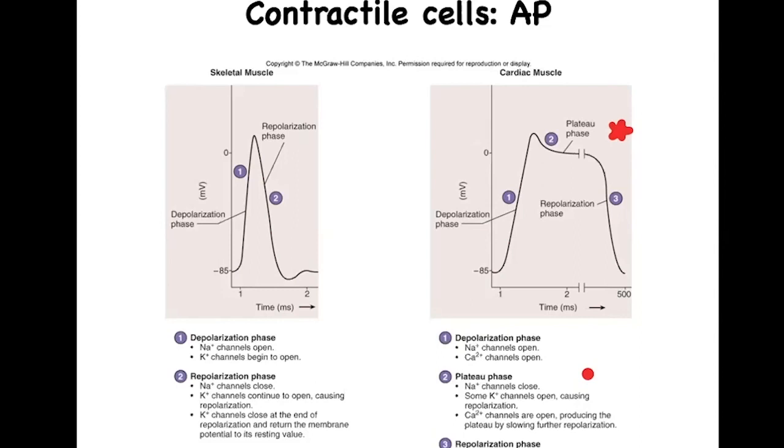And then phase three is the repolarization phase. Calcium channels are closed at this point. The rest of the potassium channels open up, and you have the exit of potassium, which is going to bring about the repolarization. And you're going to return it back to resting membrane potential. Now this is going to be different than pacemaker potentials because in pacemaker potentials you don't have a stable resting membrane potential, but here you do.